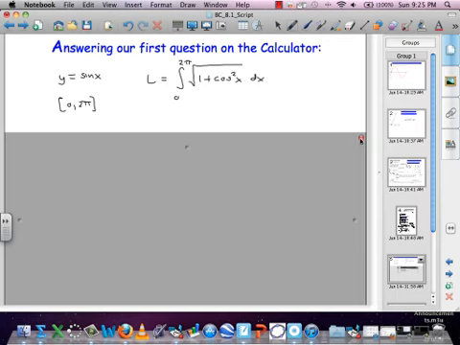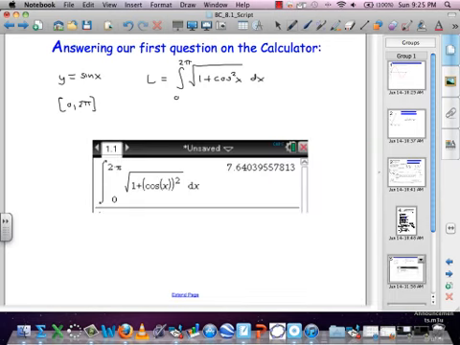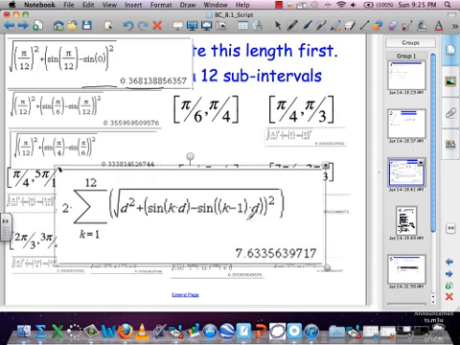Okay, so on the calculator, it comes out to be, there we go, the integral from 0 to 2 pi of the square root of 1 plus cosine x squared, 7.640. And if we go back real quick and look at the approximation we came up with, the Riemann sum with 12 subintervals was 7.633. So that's a pretty good approximation. Pretty good with only 12 subintervals.